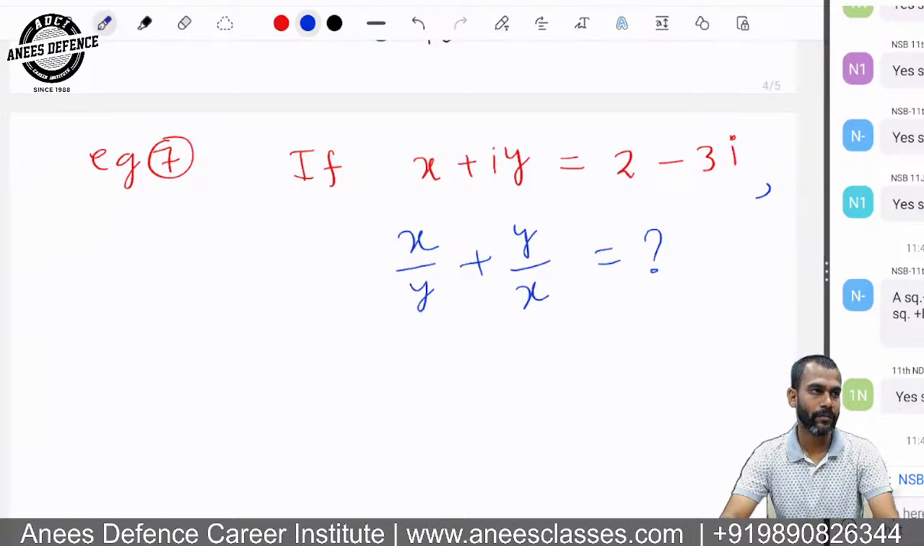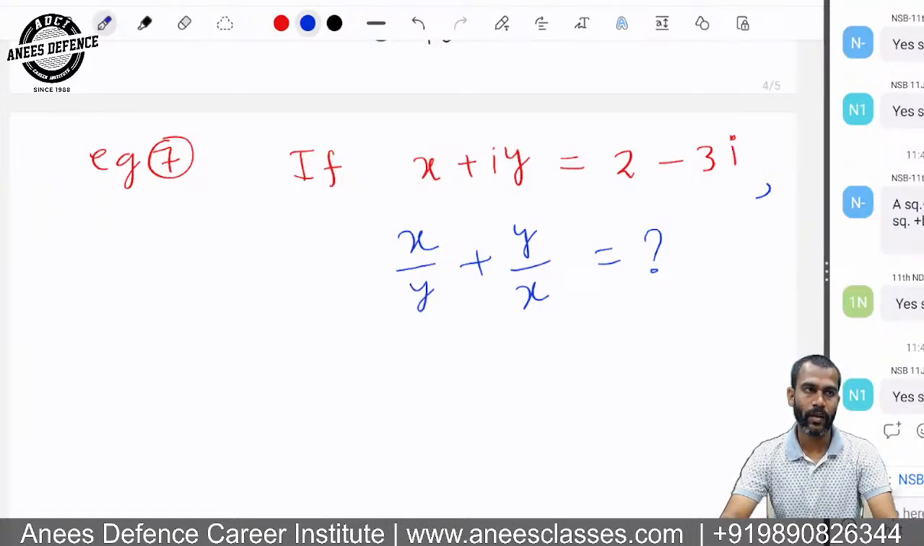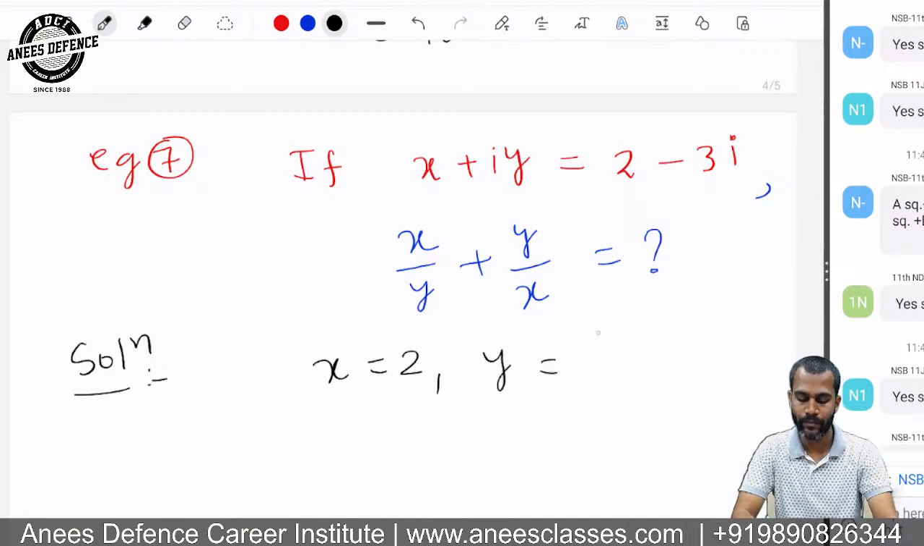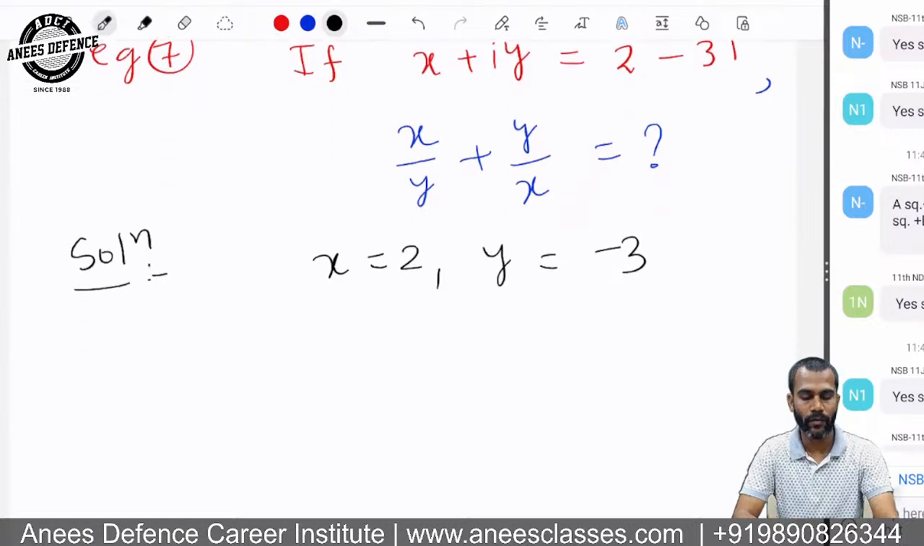Yes, tell me. Very easy. 13... 13 by? I mean minus 13 by 6. Any other answer? See, we can directly compare, yes or no? We can directly compare. What is the value of x here? 2. What is the value of y? Minus 3. Yes or no? Very easy, yes or no?